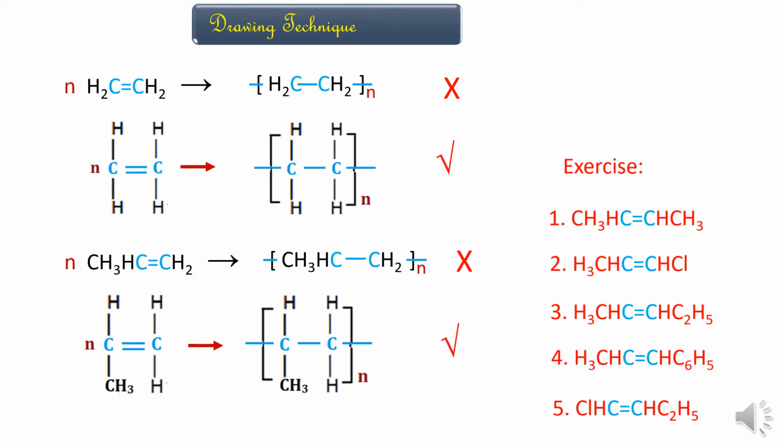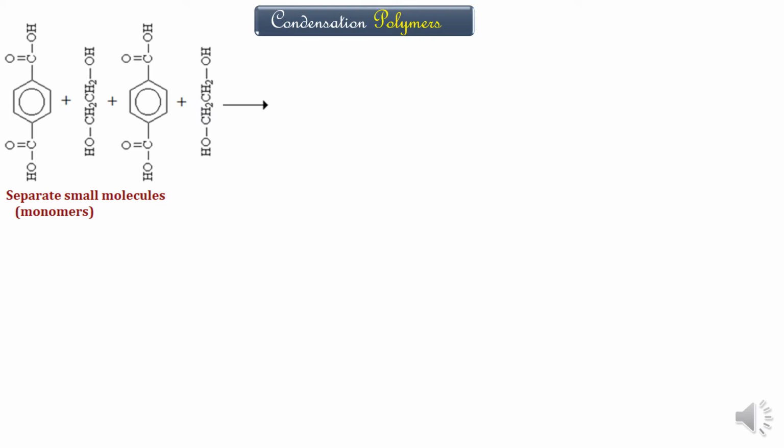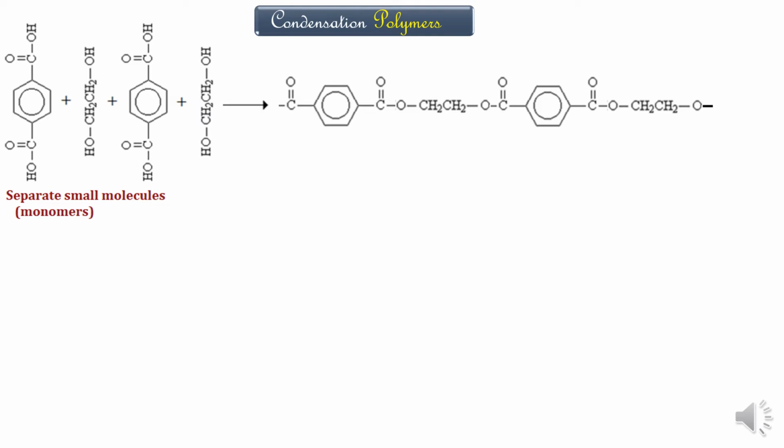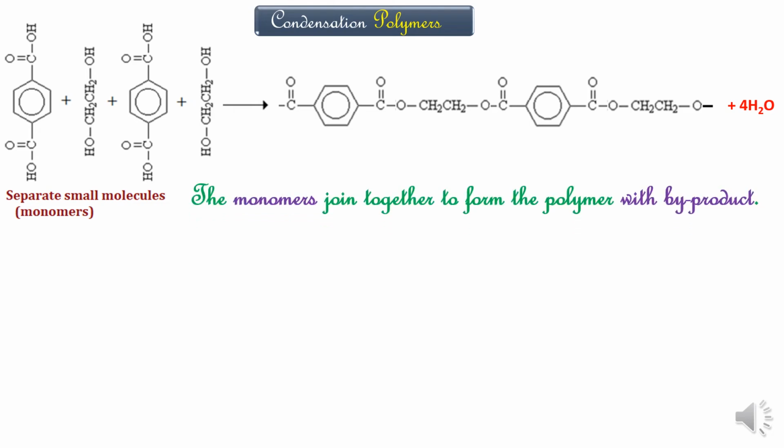If you are able to draw them perfectly, then this exercise is very good and this lesson is complete. So now we move to the condensation polymers. Here are 4 separate molecules. 2 of them are the same and 2 others are also the same. So there are 2 types. They join together to give the bigger one, the polymer, and byproduct water. You already got this. The monomers join together to form polymer with byproduct water here.